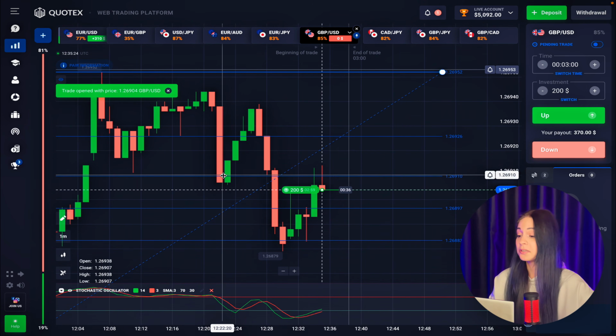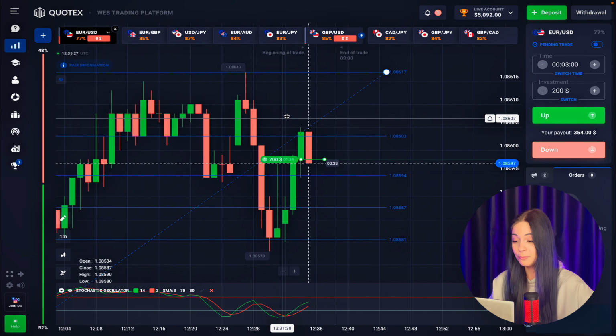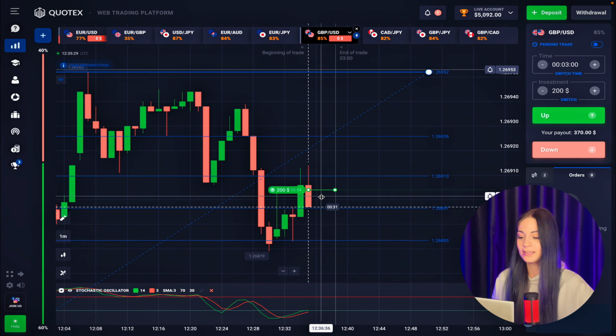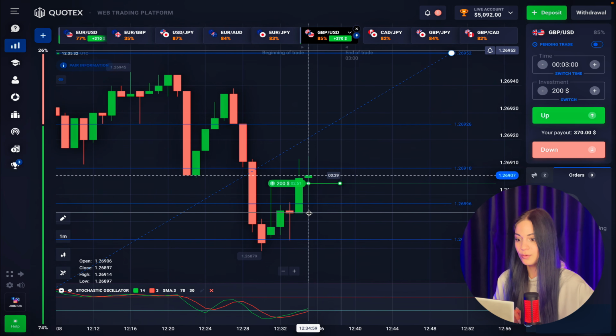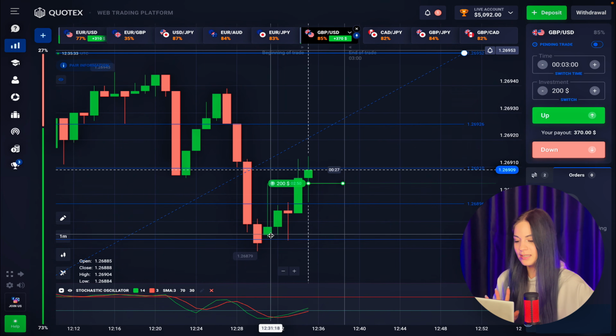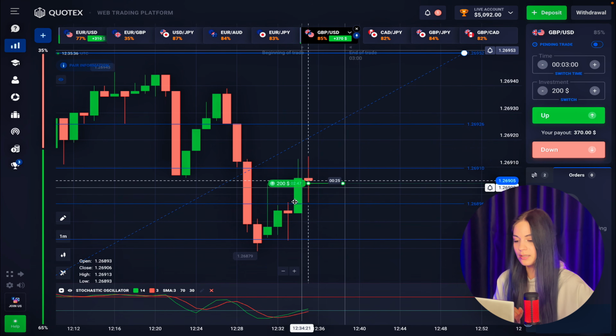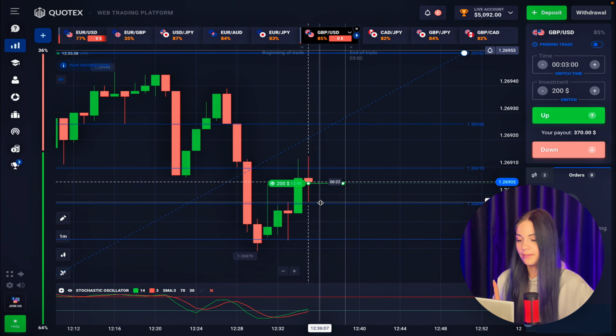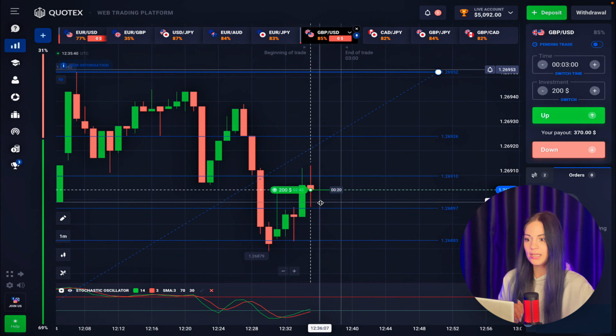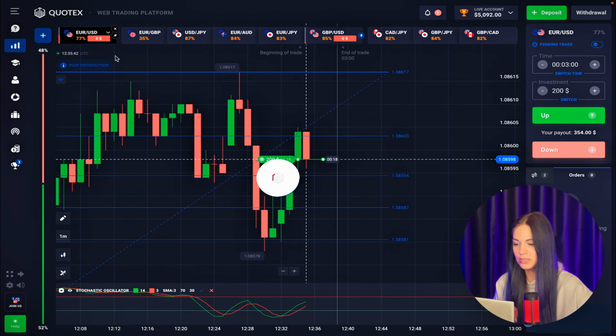Look at us. The second deal right away. The first one is still working. The second one just started. Let's talk about this one. We see stochastic intertwining, crossing. We see the jump from the level and a momentum candlestick. We have 2 deals at the same time right now.